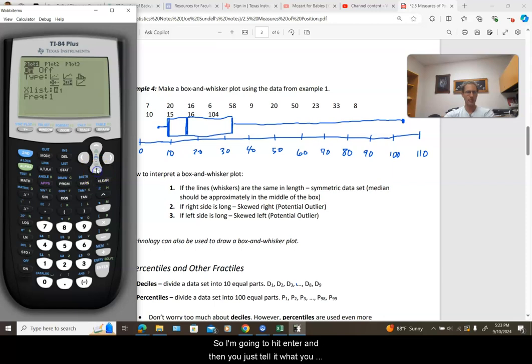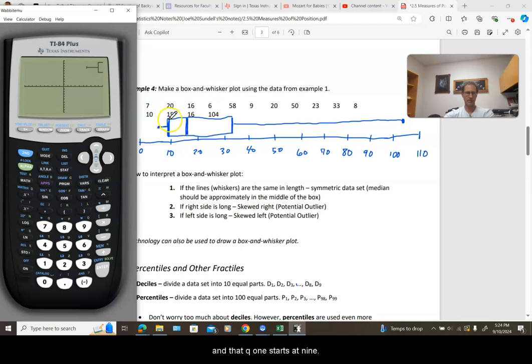And then you just tell it what you want your X list to be. So that means that X-axis represents what data set. Well, I put all of my data in list 3. So I'm going to put in there list 3. Okay. And then if you go to graph, it will actually graph this for you. So you can see it starts right here at 6. And that Q1 starts at 9, and we actually see it right here.